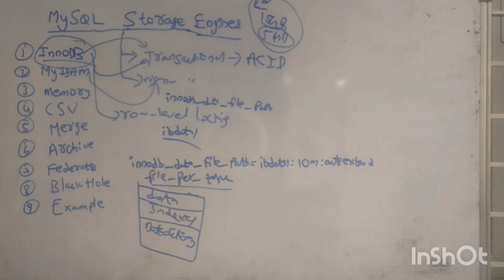So these are the disadvantages of file per table in the InnoDB storage engine. And you have some limits for InnoDB file per table. You have the maximum we discussed earlier.